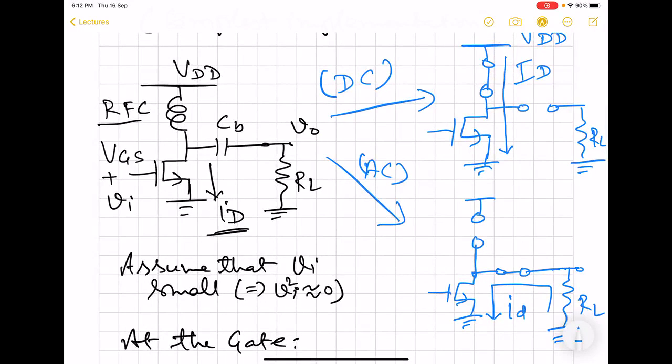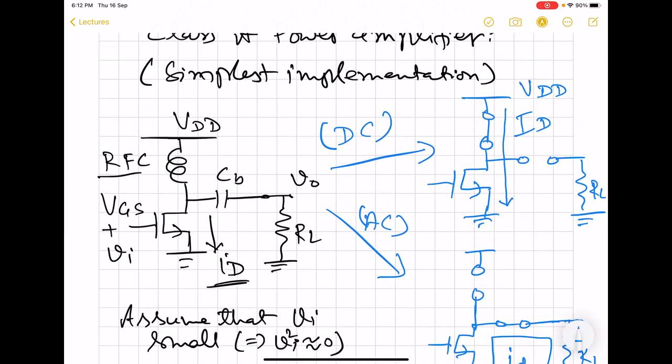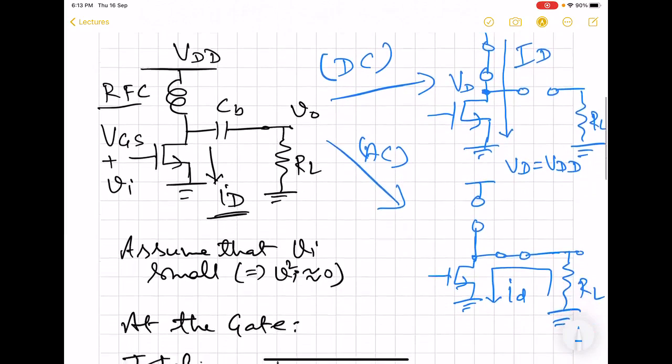Okay, so here we see that in the DC equivalent circuit, the drain is now short circuited to VDD. So this immediately implies that there will always be a DC voltage at the drain, and this DC voltage is always going to be equal to VDD. So this is one important conclusion from this equivalent circuit.